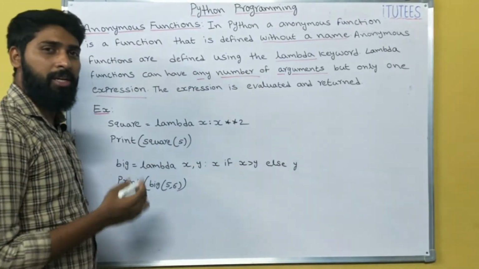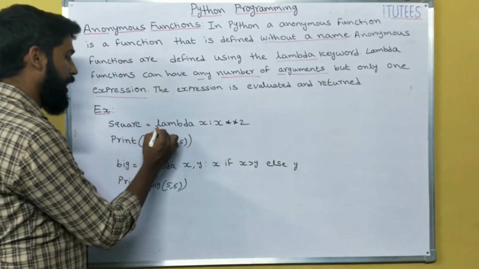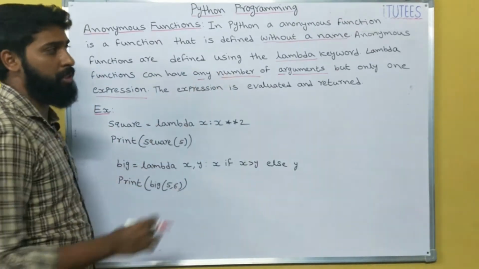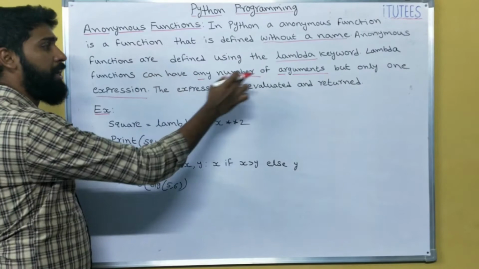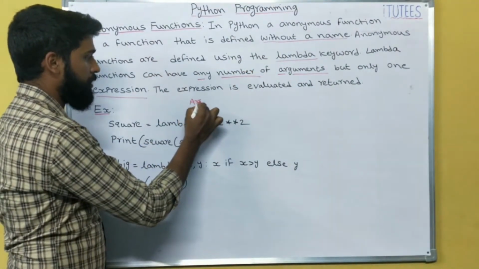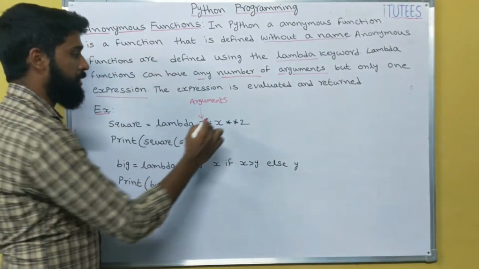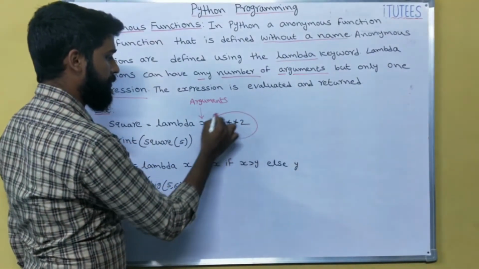Now we can see the lambda function with an example. So this is the lambda function. So what is a lambda function? Lambda functions can have any number of arguments. So these are called the arguments. And this is the expression.